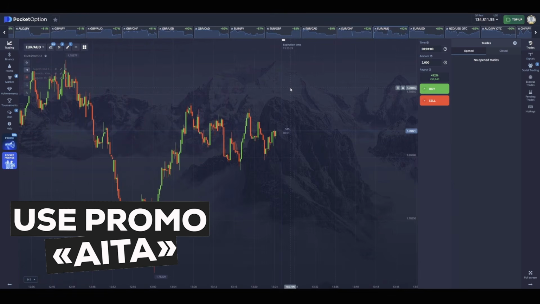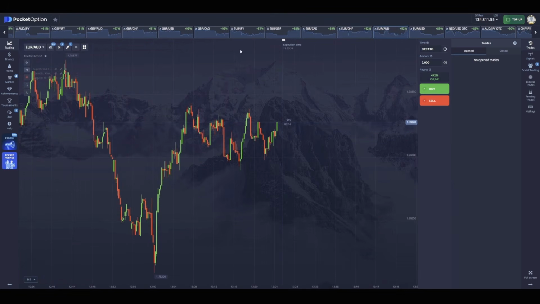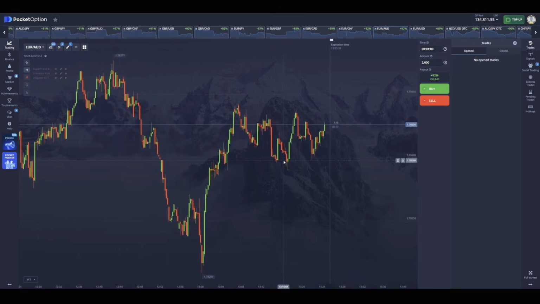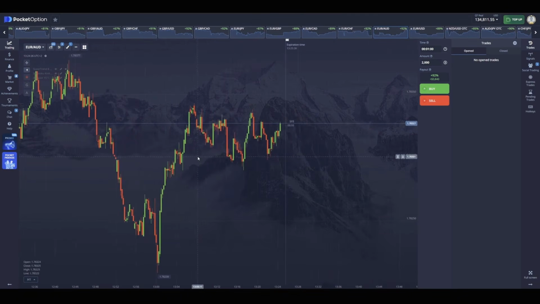So, if you work with these currency pairs, you'll be able to read the market very well, because that's where all the volatility and all the volume are.